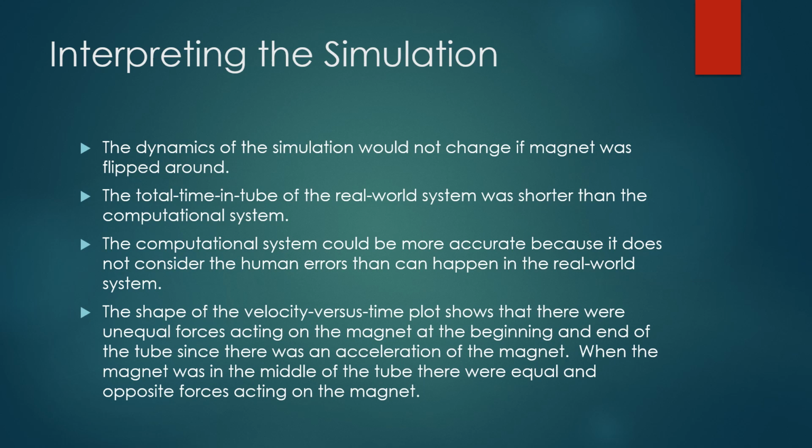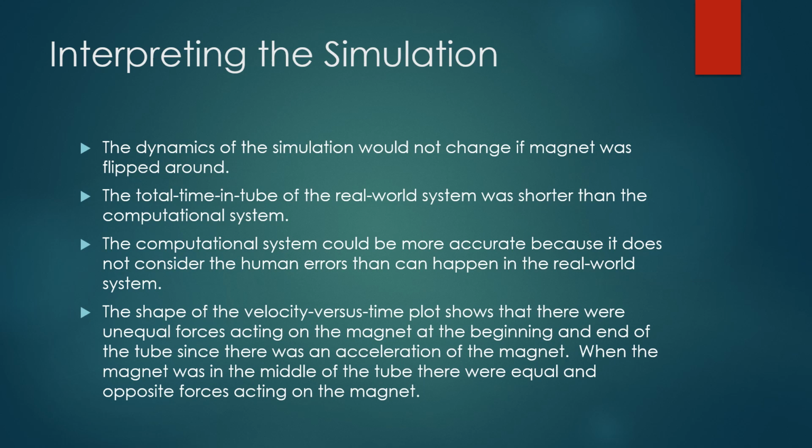The total time in tube of the real-world system was shorter than the computational system. The computational system could be more accurate because it does not consider the human errors that can happen in the real-world system.